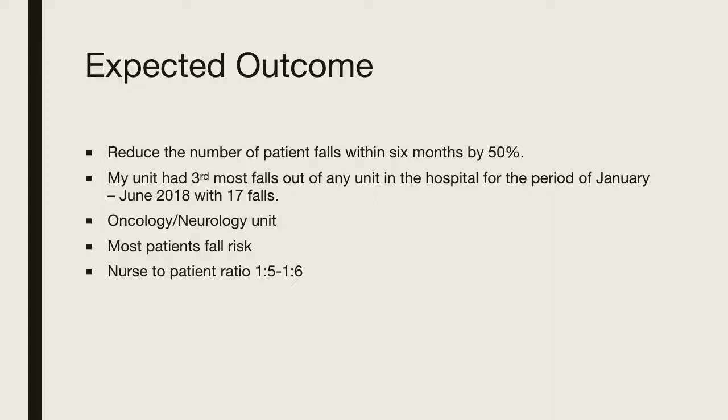The reason for this change is that my unit had the third most falls out of any unit in the hospital for the period of January to June 2018, with 17 falls. Comparatively, the unit that experienced the most falls was the ED, with 20 falls during that time period. 4 other units had only 1 fall, 3 units had 2 falls, and the rest had between 5 and 15 falls between that time period. On my unit, which is an oncology and neurology unit, most patients are a fall risk, and the nurse-to-patient ratio is between 1 to 5 and 1 to 6.